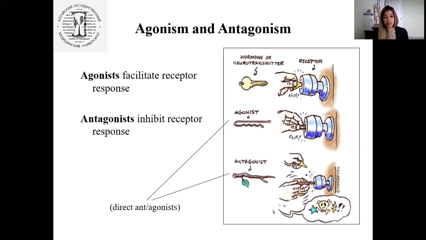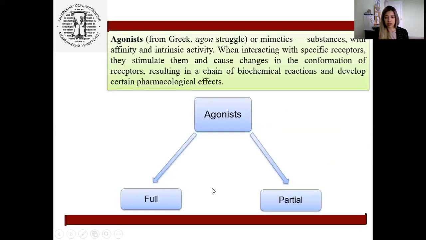So what does it mean? These direct agonists and antagonists can directly affect the same receptor on which the hormone or neurotransmitter acts. That means if they have the same target, they are direct.